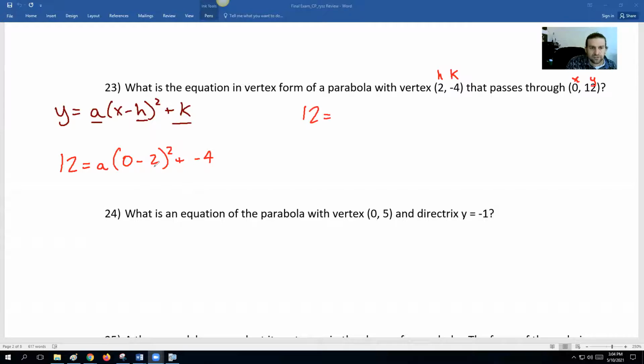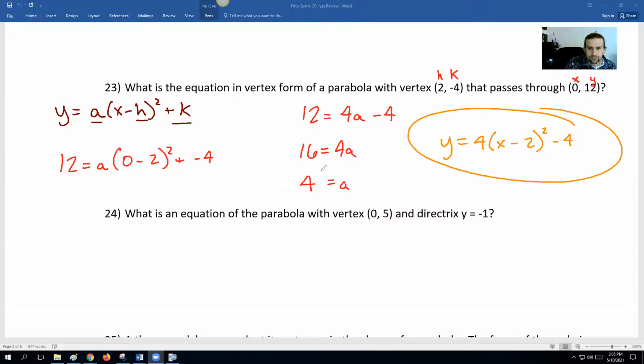So 12 equals, okay, 0 minus 2 is negative 2. Negative 2 squared is 4. So this becomes 4a and then minus 4. All right, we can add that 4 over, so that's 16 equals 4a. All right, a would have to equal 16 divided by 4, which is 4. So the answer here would be y equals a is 4, x minus h is 2 squared, and then plus k is minus 4.